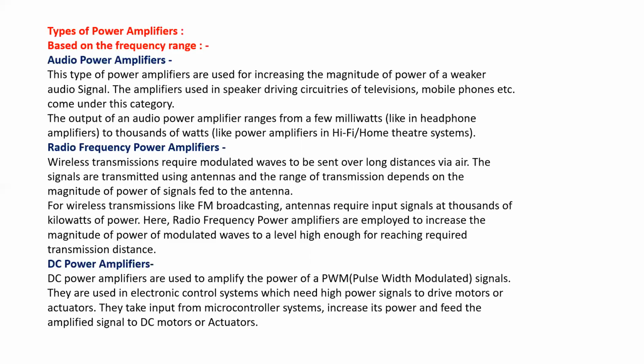The second type based on frequency range is radio frequency power amplifiers, which are used in wireless transmissions for the modulations of the waveforms. For wireless transmissions like FM broadcasting, antenna, which require the input signals at thousands of kilowatts of power, in these situations, the radio frequency power amplifiers are going to be used.